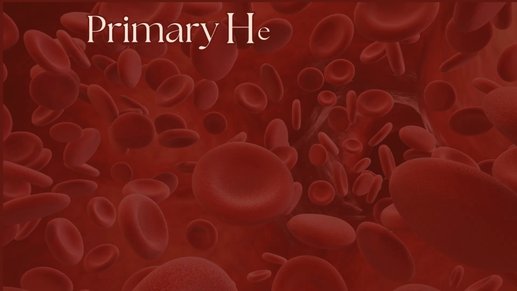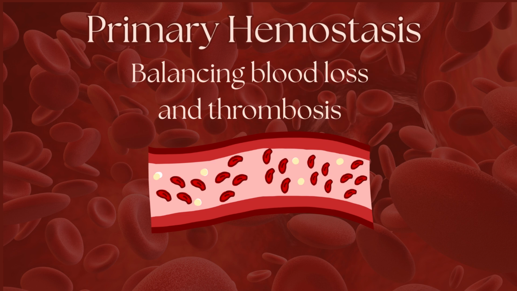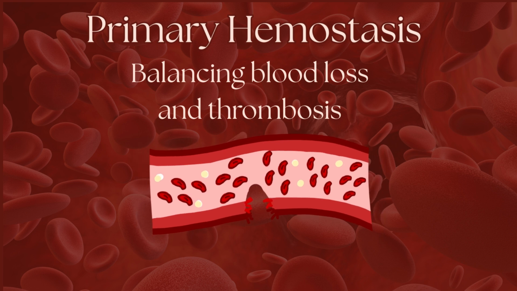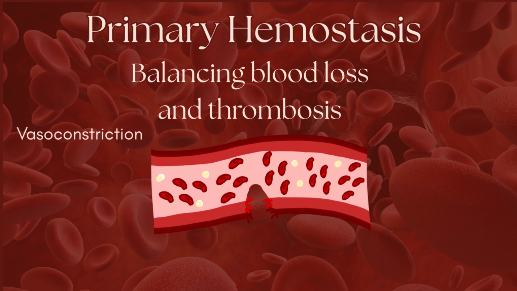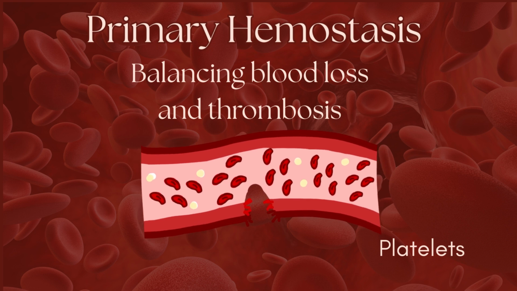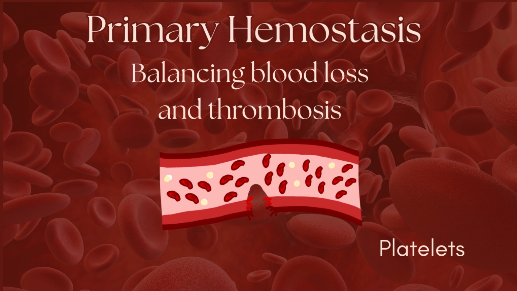Today I'll be going over primary hemostasis, which is the initial response to a blood vessel injury or a disruption to the blood vessel wall. So what's going to happen is when you have that disruption to the blood vessel wall, your body is going to try to decrease that blood flow and at the same time produce some clotting components to help seal the wound.